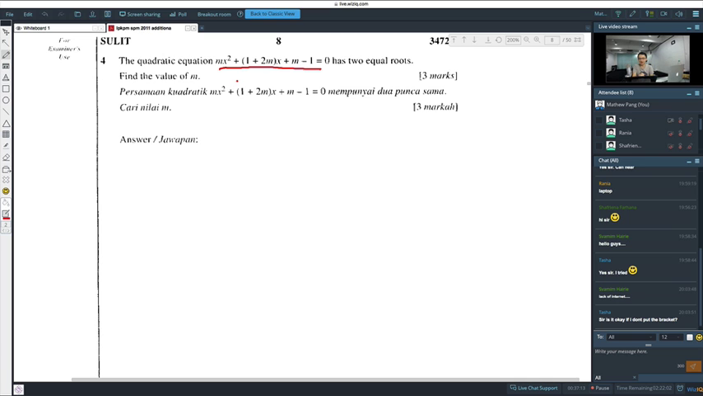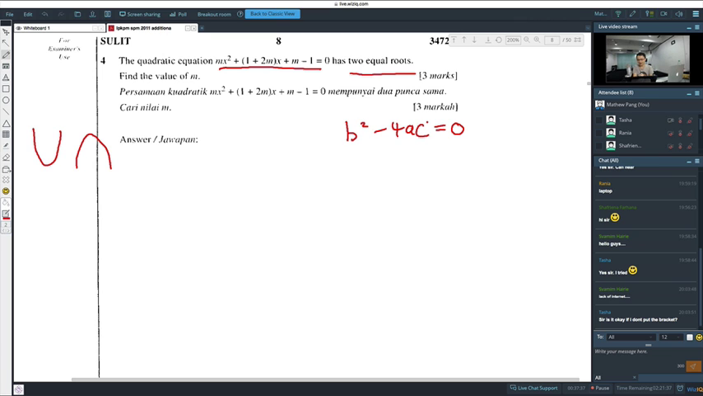For quadratic equation, normally the shape will look like u or n. This is common sense for quadratic equation. You have to remember back Form 4, chapter 2 and 3 is about quadratic. Whenever you see 2 equal roots, this already gives you a super big hint. 2 equal roots means b squared minus 4ac equals 0.